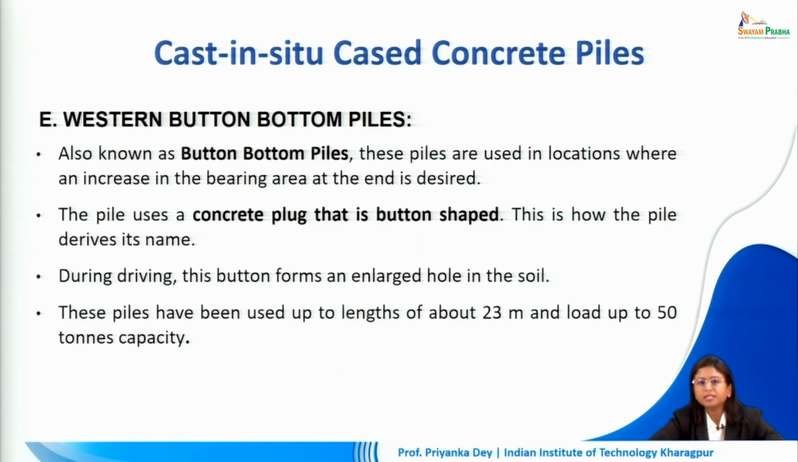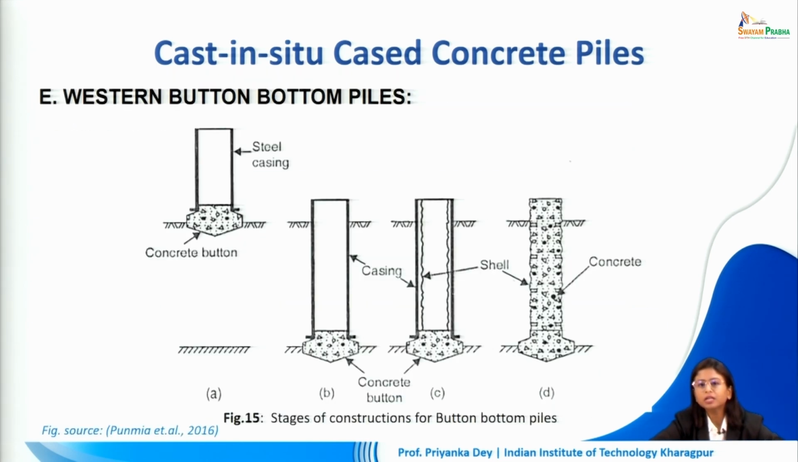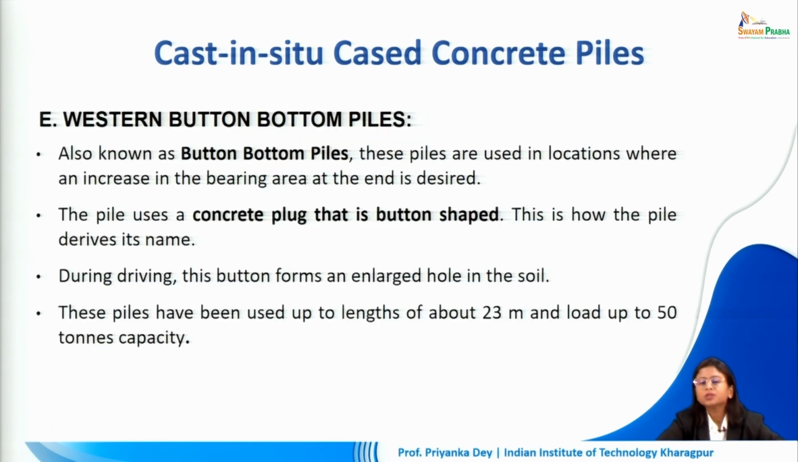The western button bottom pile is similar to the swage pile, but it looks a little different if we see the figure. The end of it doesn't look like a plug anymore, it looks mushroom shaped or in the form of a button. So it is called a button bottom pile because of its particular classic looking front plug.